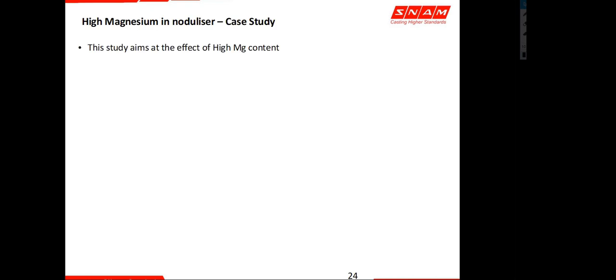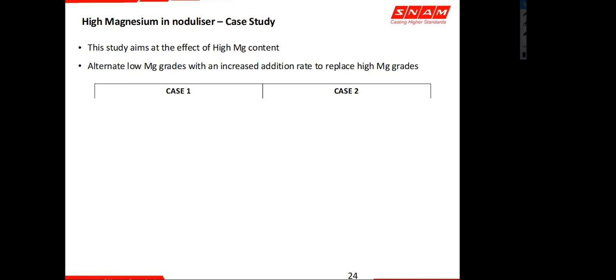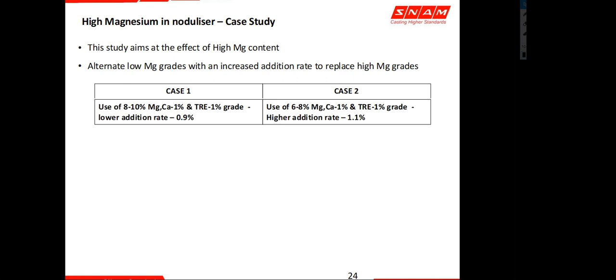So this case study aims at studying the effect of high magnesium content in the alloy. There is an alternate low magnesium grade which is selected, which is added at a slightly higher addition rate than the existing high magnesium grade. So we have got case 1 and case 2. First case has got 8 to 10% magnesium grade, 1% calcium grade and 1% rare earth grade. Its addition rate is selected at 0.9%.